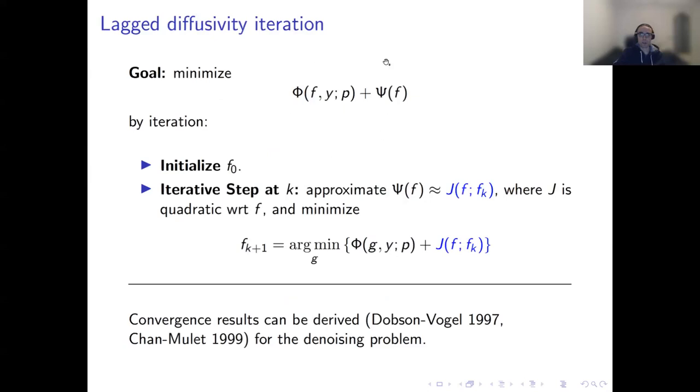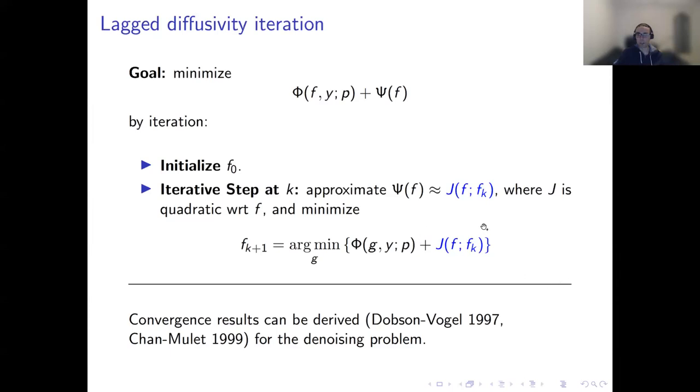The goal is to minimize that, and how you can achieve that is that you initialize and you do the iteration as follows. You approximate your penalty term with something which is quadratic, but depends on your previous iterate. In the denoising problem, you can show convergence results. That being said, to my knowledge, and correct me if somebody knows, there's no convergence result for the inverse problem setting in this case.